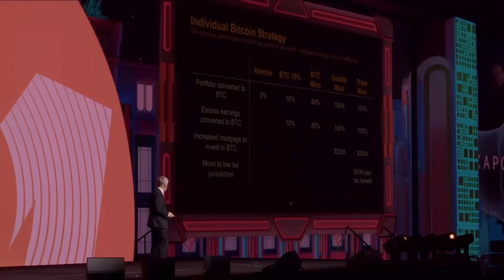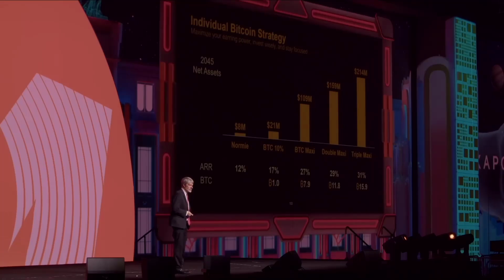You could be a double Maxi, and that's when you basically take an extra $250,000 loan against the house. And then the triple Maxi is you finance the house for Bitcoin, you buy Bitcoin, you flip all your assets to Bitcoin, and then you move to a cheap tax jurisdiction where you actually can avoid some taxes and invest an extra 50 grand in Bitcoin, maybe a Singapore or UAE or something.